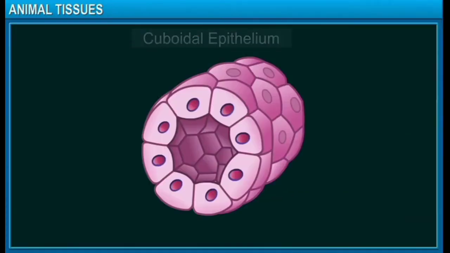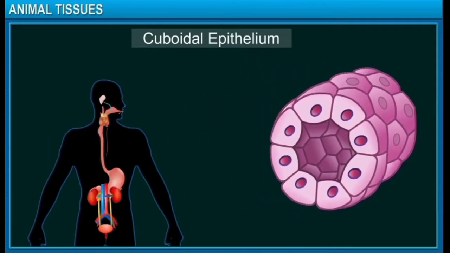These cubical cells belong to cuboidal epithelium. This tissue is found in the lining of kidney tubules, salivary glands, and thyroid glands, where it provides mechanical support.